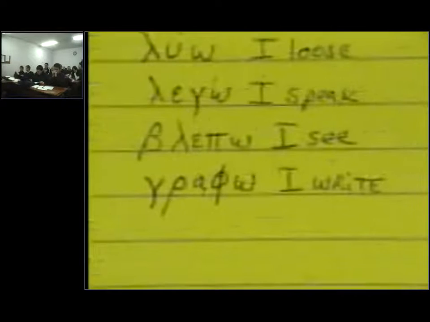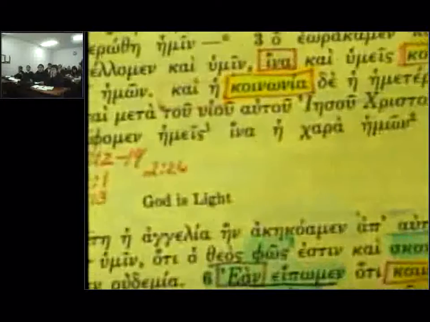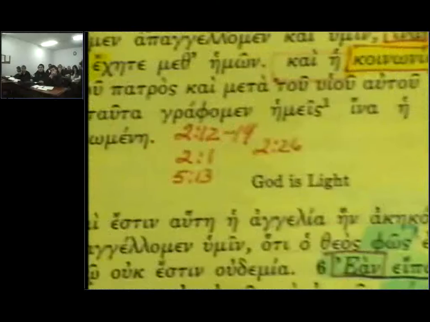Let me see if I can find you another example of a verb in here. Right here. Видите вот здесь? This is 1 John 1, verse 4. Это 1 Иоанна, 1 глава, 4 стих.